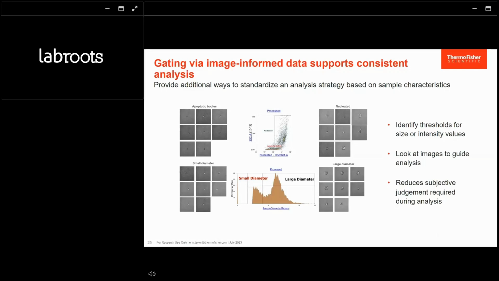So in summary, scatter and fluorescence alone don't reduce variance day to day or between users. Reducing variation is the first step to enabling meaningful comparisons and reproducible results. Adding image parameters can reduce the number of subjective judgments that users make during analysis. And image data provides additional confirmation of any conclusions that users draw of the events in a population.